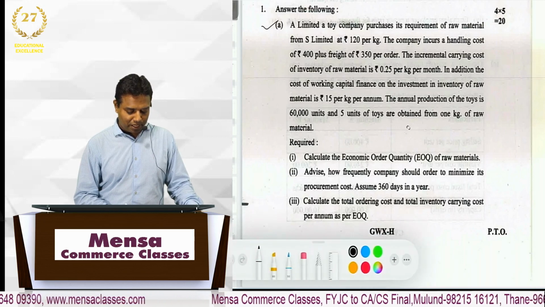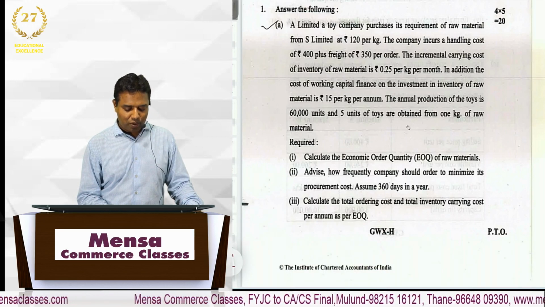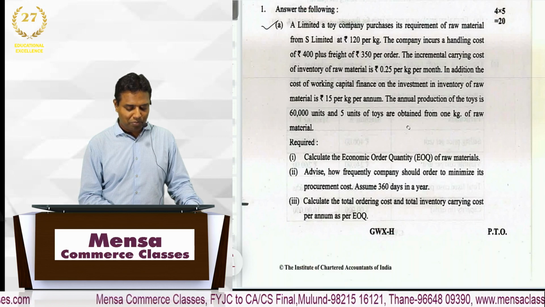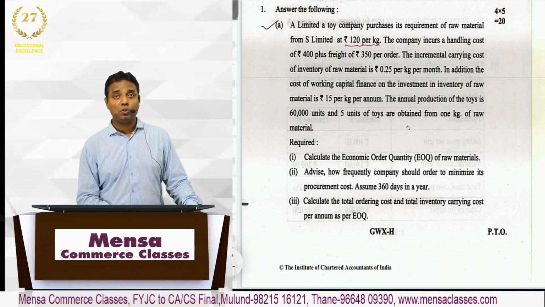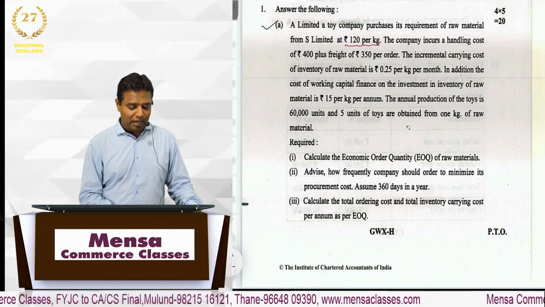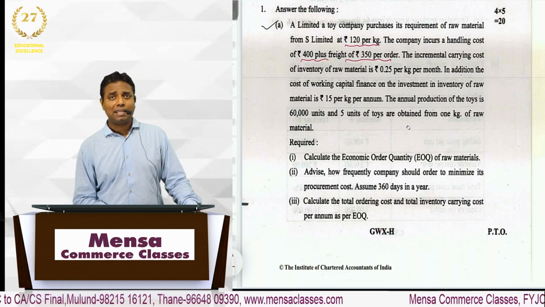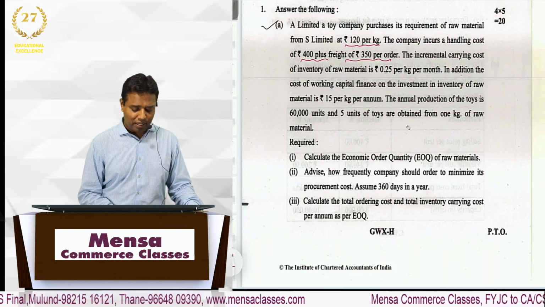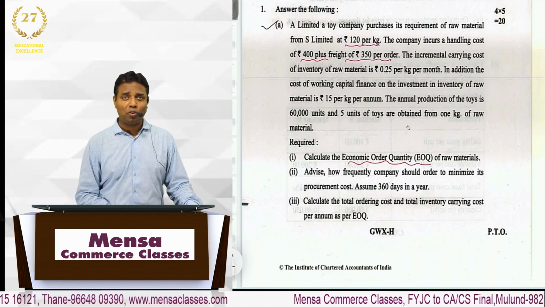A Limited is a toy manufacturing company and its requirement of raw material from S Limited is at rupees 120 per kg. So cost of raw material per kg is given. The company incurs a handling cost of 400 plus freight of 350. Let's read what exactly we are supposed to do. Calculate the economic order quantity. We have to find the EOQ of raw materials.